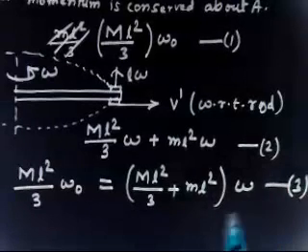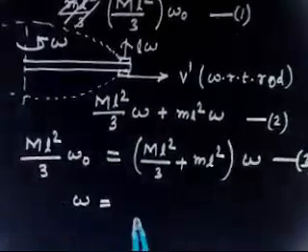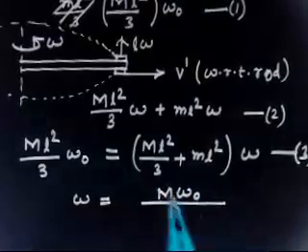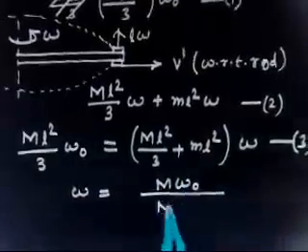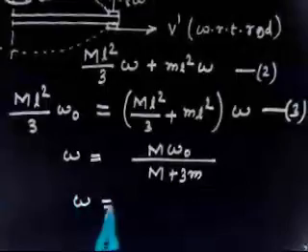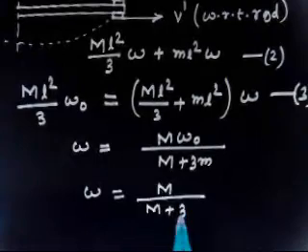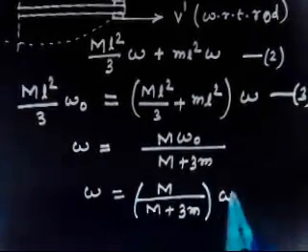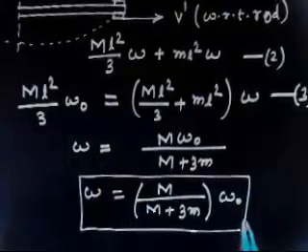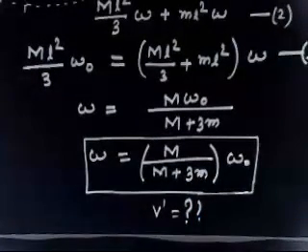From here I can get the value of omega. So L square goes out, and 3 also goes out. So omega is equal to M divided by M plus 3m, into omega naught. So this is the angular velocity. But I want v dash. My final target is to find v dash. How will we find this one?